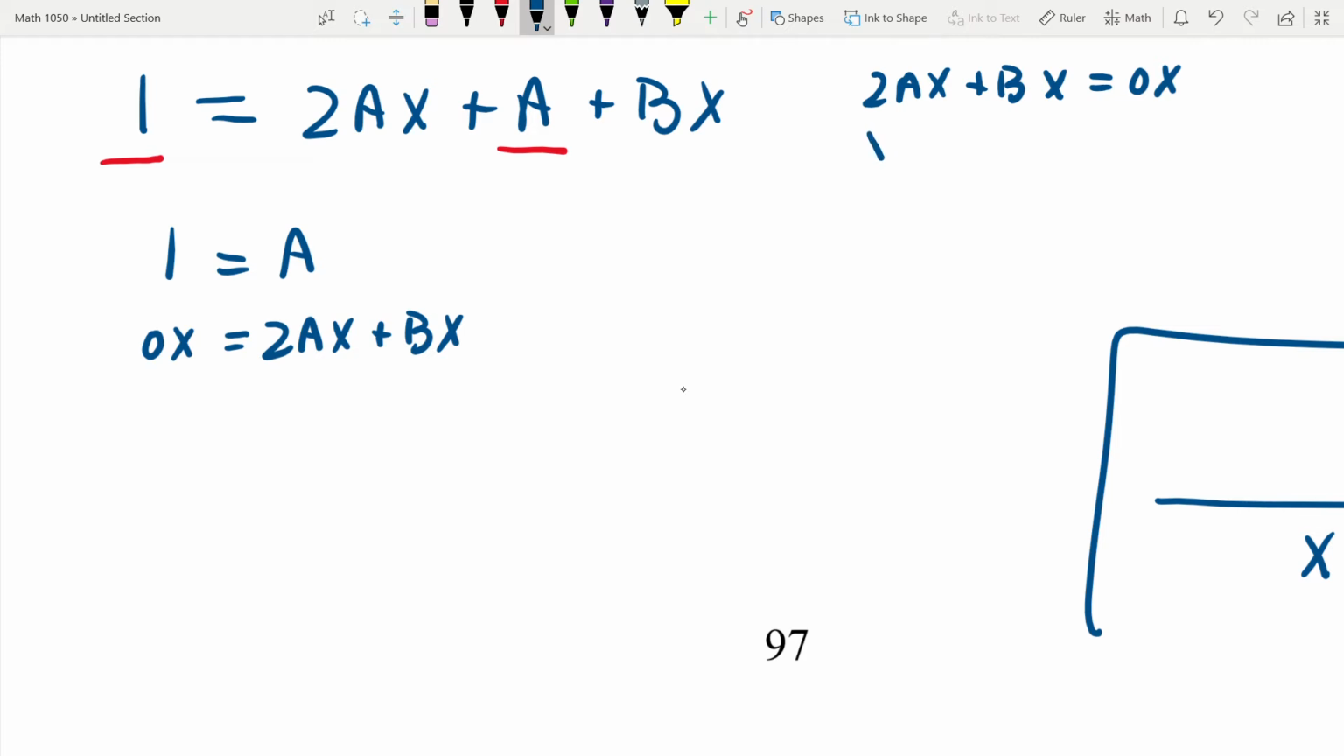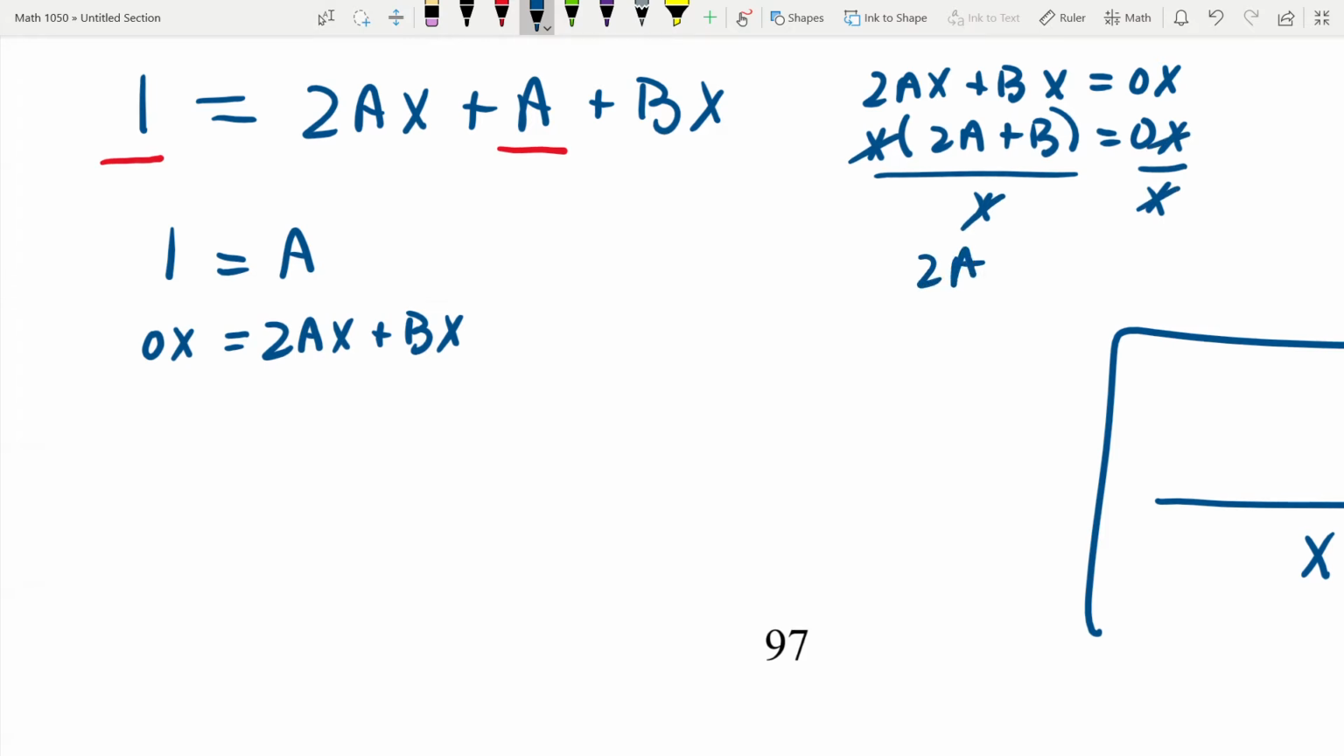If I factored an x out of the left-hand side, I would have (2a + b) times x equals 0x. Then if I wanted to divide by x like that, those x's would cancel, and those x's would cancel. So I would have 2a + b = 0, okay? So what that means is this.